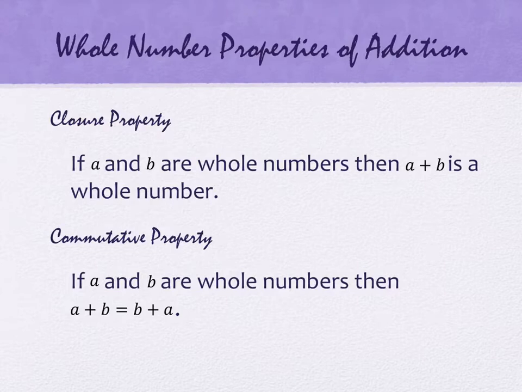Commutative is the next one. You probably remember commutative. The commutative property says that if you have A and B as whole numbers, then A plus B is the same as B plus A.